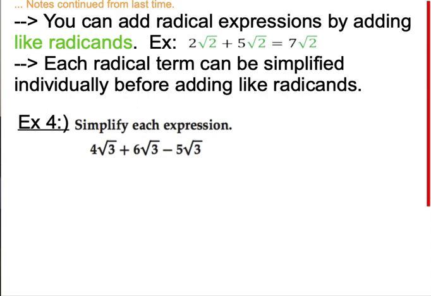Each radical term can be simplified individually before adding like radicals. So simplify each expression. We've got 4 square roots of 3 plus 6 square roots of 3 minus 5 square roots of 3. Because every one of them is a square root of 3, we can add them together. 4 plus 6 is 10, minus 5 is 5. So this will simplify down to 5 square roots of 3.